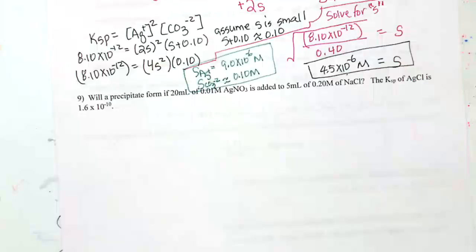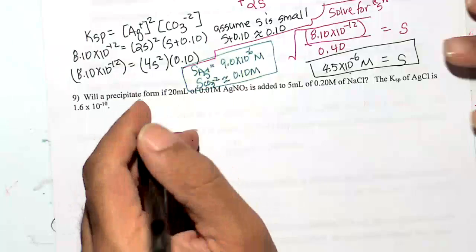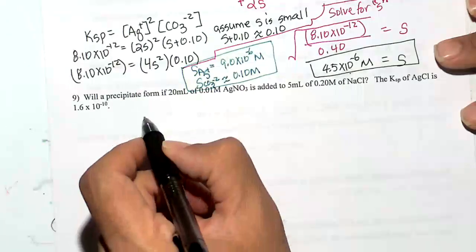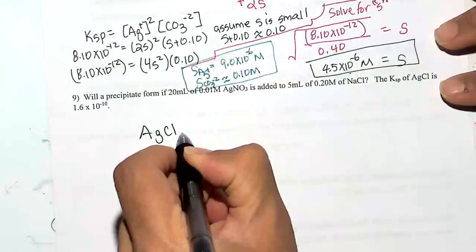All right, let's do one more problem here. Will a precipitate form, so the answer is yes or no, if 20 mLs of 0.01 molar silver nitrate is added to 5 mLs of 0.2 molar sodium chloride? And they tell you here the Ksp of silver chloride is 1.6 times 10 to the minus 10. All right, so we first start out with writing the Ksp equation.